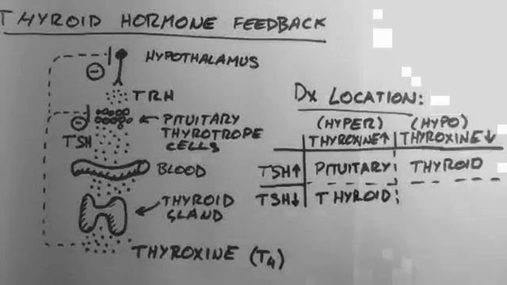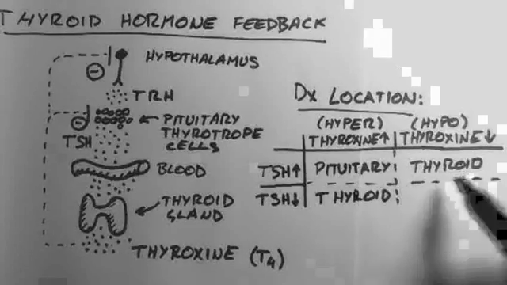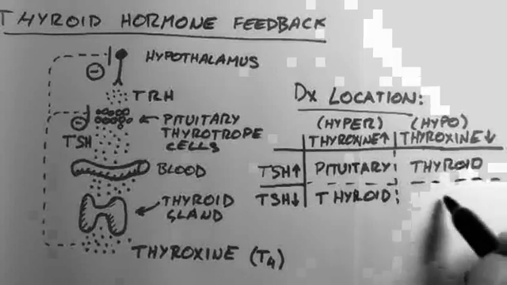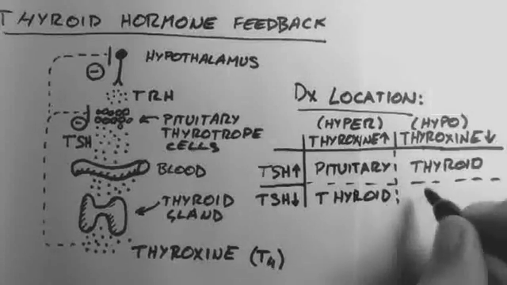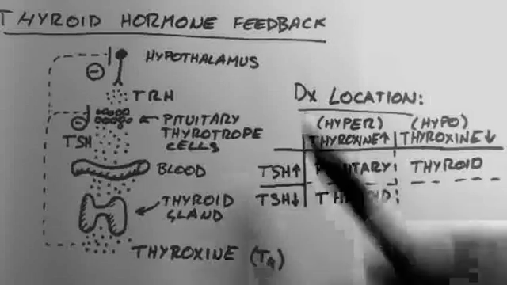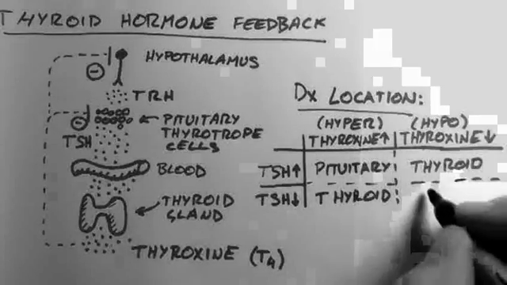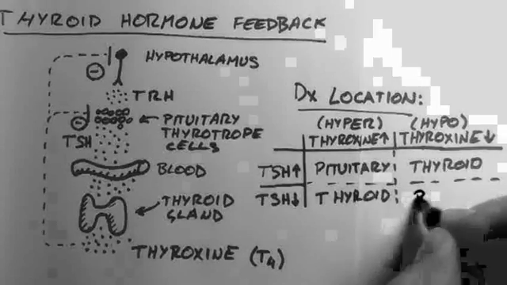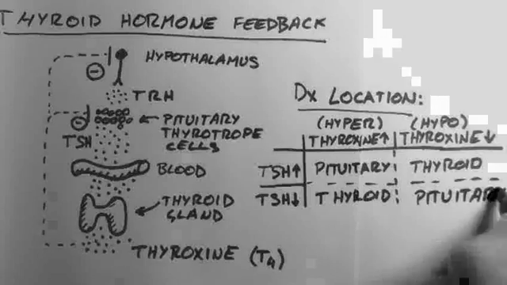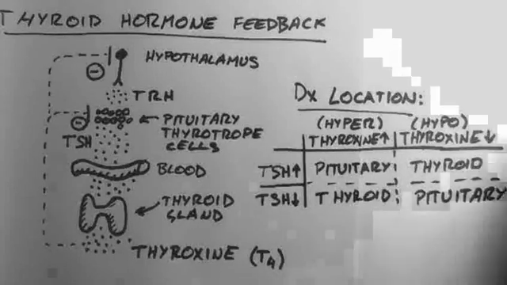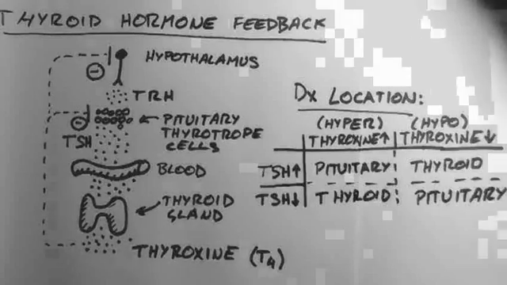And if thyroxine is low and TSH is low, because TSH should be high when thyroxine is low, then the problem must be in the pituitary, as the pituitary is not responding to the feedback action of thyroxine. And that's an overview of thyroid hormone feedback and how it can be used in clinical diagnosis.